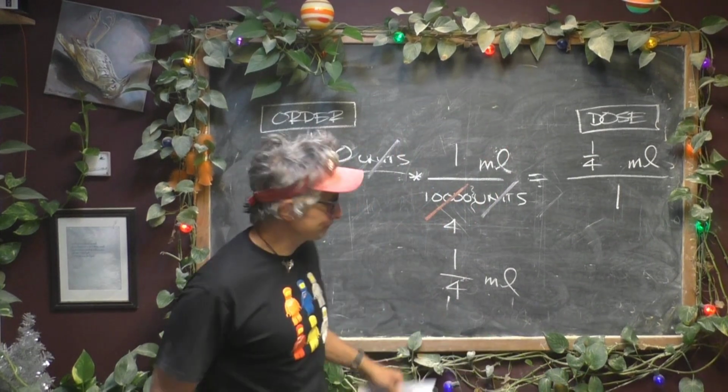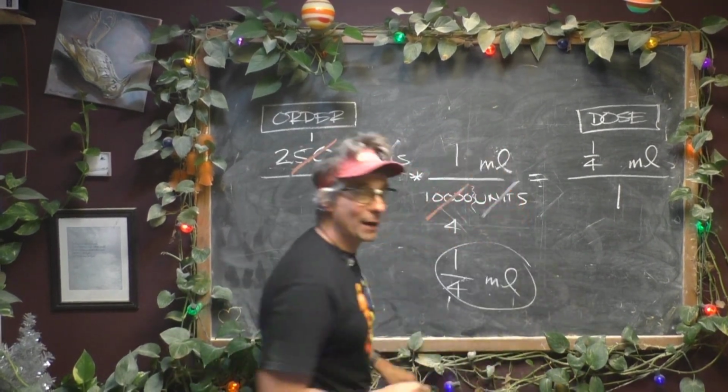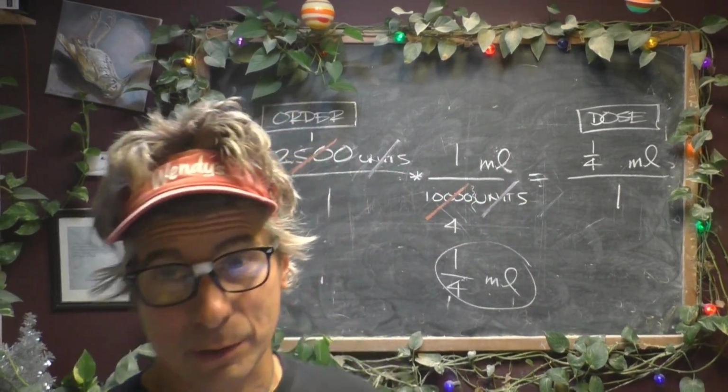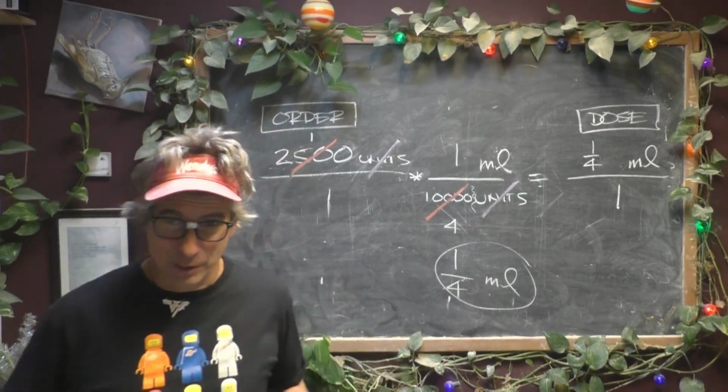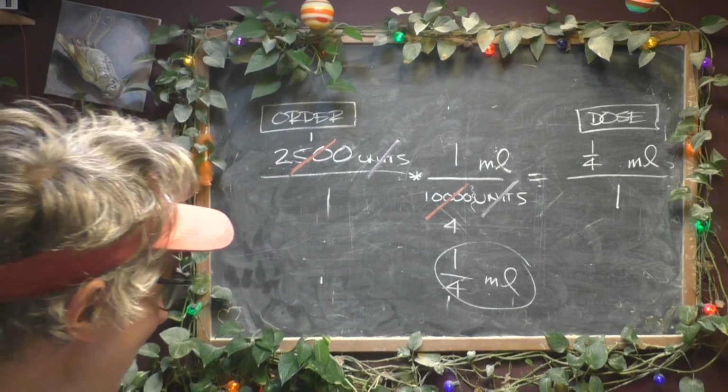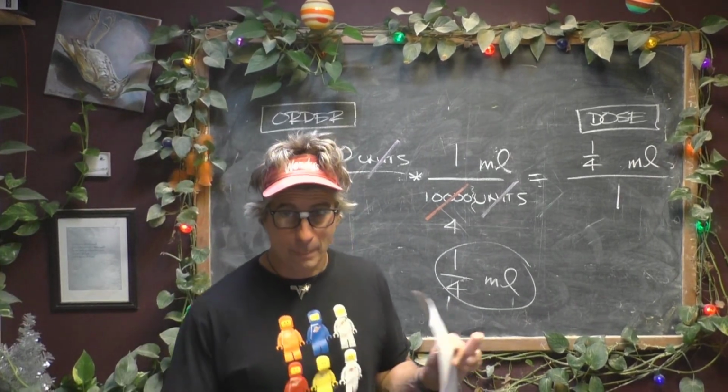of a milliliter. That's how much you have to dose this person, it looks like every 6 hours. 1/4 of a milliliter. I hope you have a nice little tiny syringe that can measure out 0.25 milliliters. I bet you do, because you're all medical and stuff.